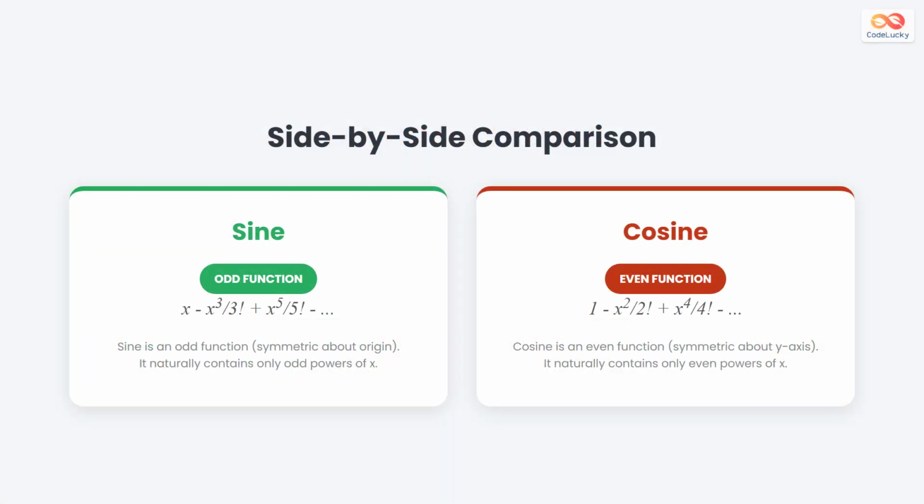Side by side, the distinction is clear. Sine is an odd function and keeps the odd powers. Cosine is an even function and keeps the even powers. Both provide a way to calculate these trig values using only multiplication and addition.